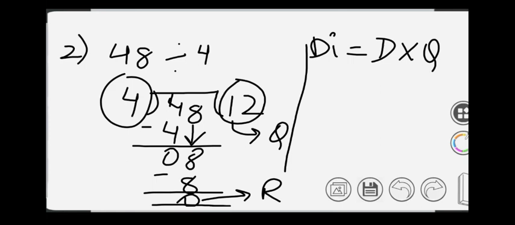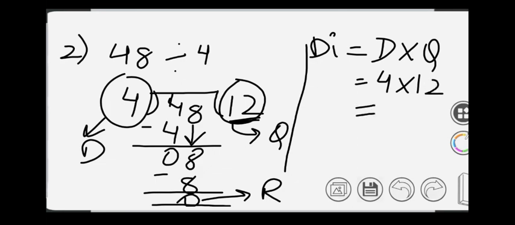So here divisor is 4, so I am writing 4 here, multiply by quotient. Quotient here is 12, so I am writing 12 here. Now let us multiply 4 and 12. So 12 multiplied by 4 is 48 and that is equal to our dividend. Our dividend is also 48.